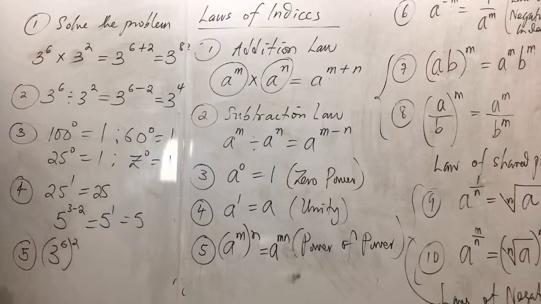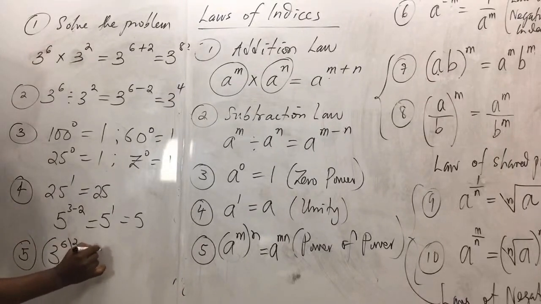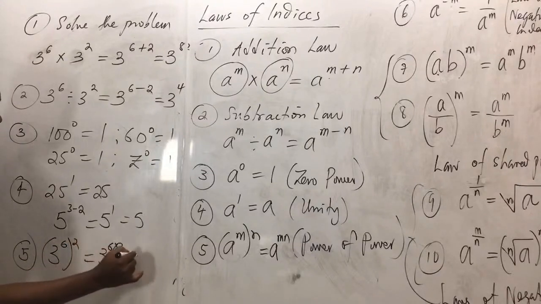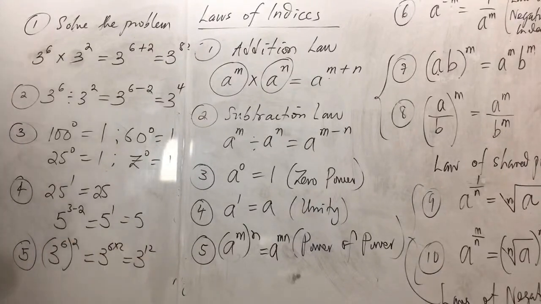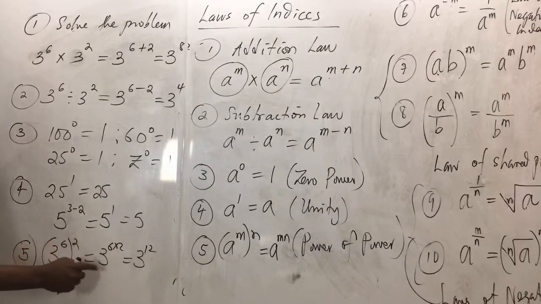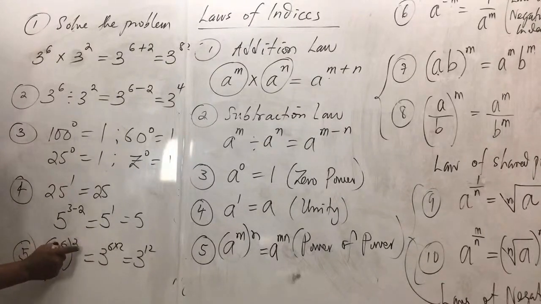Notice that 3 raised to power 6 is the index form of a certain number. Now, raising it again to the power of 2 simply means that you are going to have 3 raised to power 6 times 2 according to that law, and that gives you 3 raised to power 12. So if you raise 3 raised to power 6 to another power, 2, your result will be the same as 3 raised to the product of the powers, which is 3 raised to power 6 times 2, giving you 3 raised to power 12.